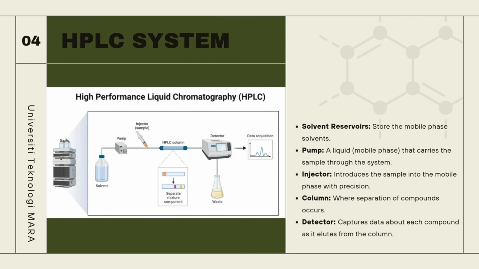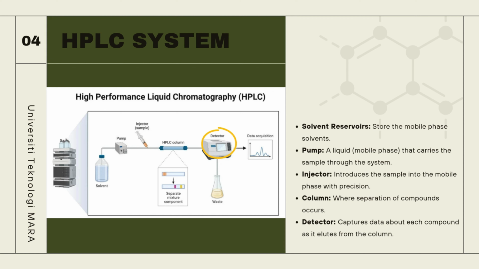Now we're moving to the workflow of an HPLC analysis. Firstly, mobile phase selection. A liquid solvent is chosen based on the analytes and desired separation. This mobile phase flows through the system continuously. Secondly, sample injection. The sample is introduced into the mobile phase, usually through an automated injector or manually using a syringe. Thirdly, separation in the column. As the sample travels through the column, each component interacts with the stationary phase differently, resulting in separation based on properties such as polarity, molecular size, or charge.